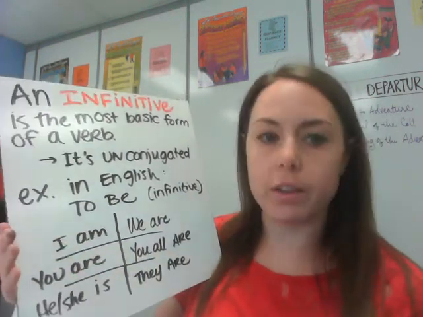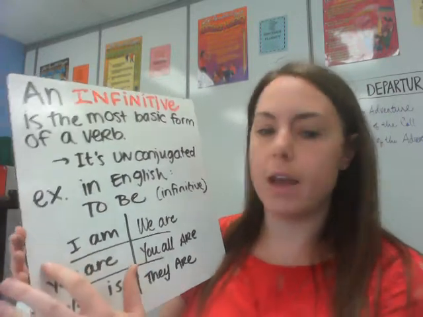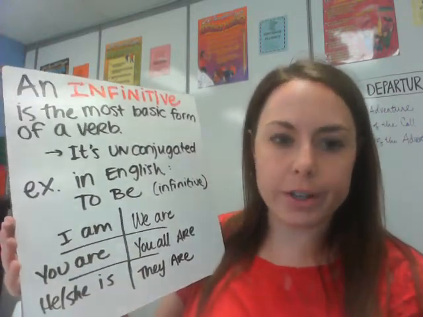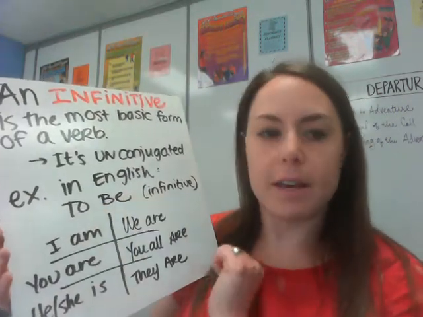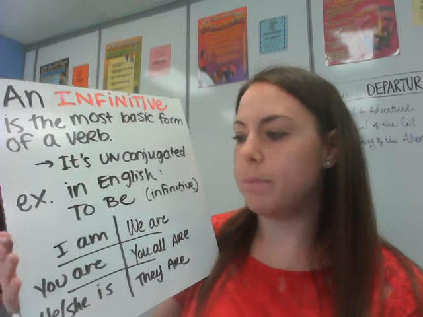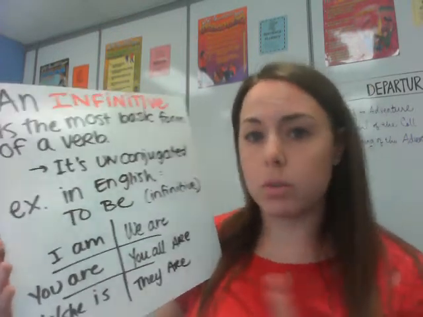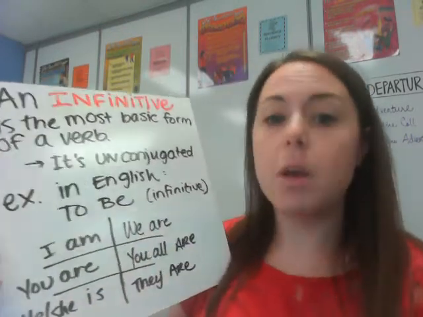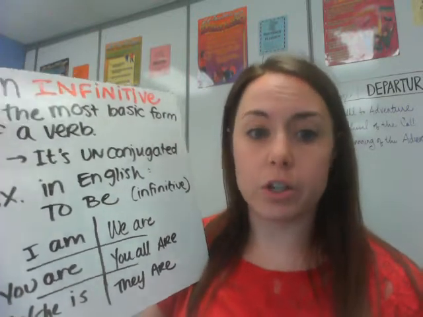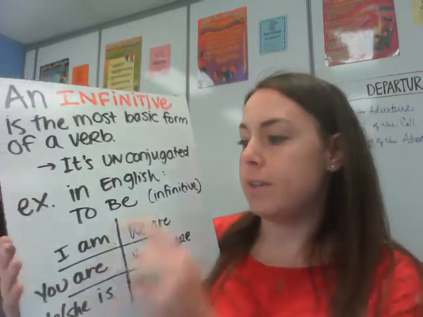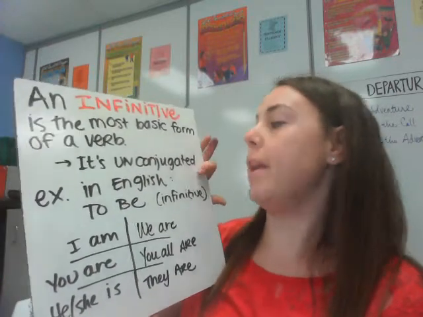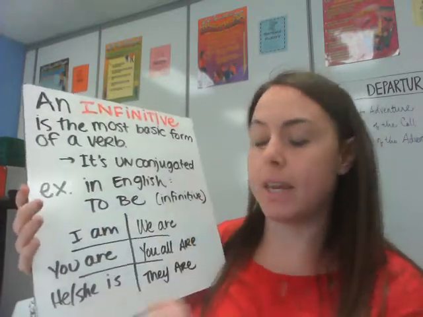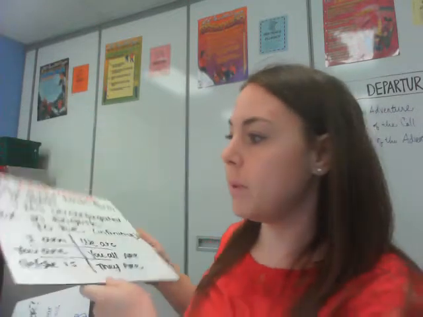Conjugating the verb to be in English would be like saying I am, you are, he or she is. I haven't done that yet. I'm just leaving it in its most basic form, to be. I don't want to say I be, that's what conjugating does, but for right now we're not learning how to conjugate verbs quite yet. So to be is an example of an infinitive in English, and it's unconjugated, which means it hasn't been taken into these different forms yet.